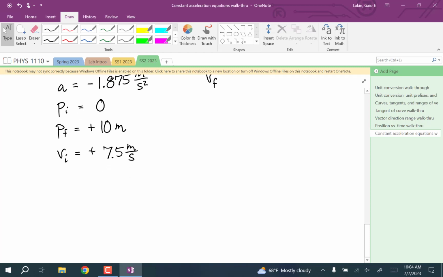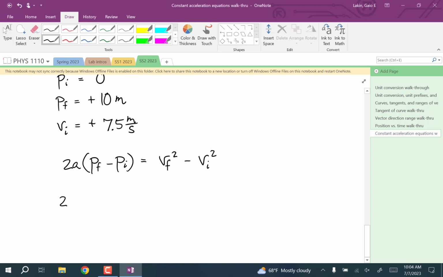Now we have to figure out if there's an equation that'll let us calculate V final. Pause the video and see if you can find an equation that has V final in it and everything else in it is known. Okay, well the equation that'll work here is 2a times the quantity Pf minus Pi is equal to Vf squared minus Vi squared. That's the only one of our 3 constant acceleration equations that doesn't have T final anywhere in it.